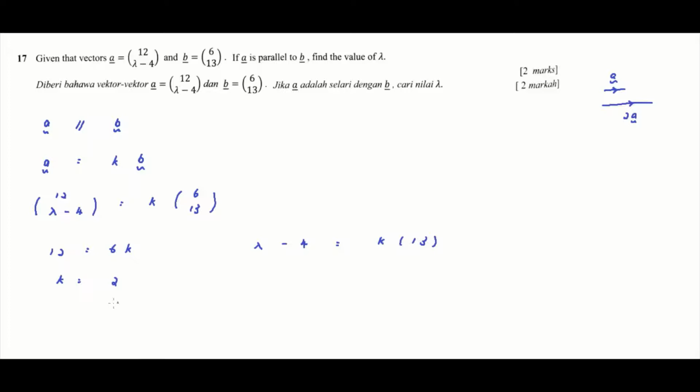So since we have found k just now, which is 12, now we can try to substitute. Which means 2, 13, then after that we move the plus minus 4, then it becomes plus 4. Alright, so we can get lambda equal to 13. Okay, so as simple as that. Alright, so let's look at question 18. Let's continue with question 18.